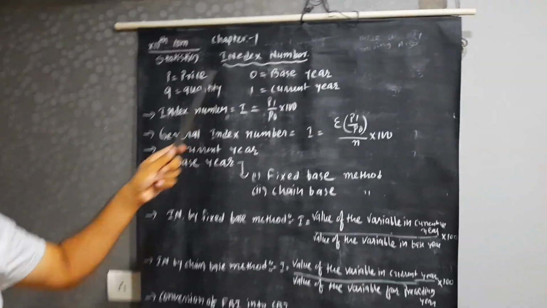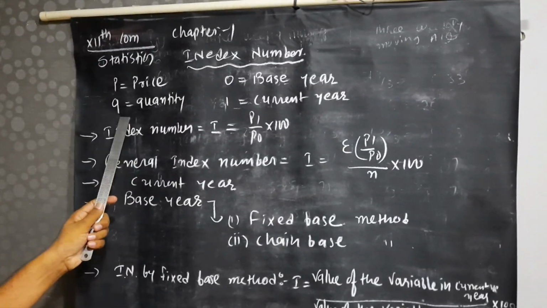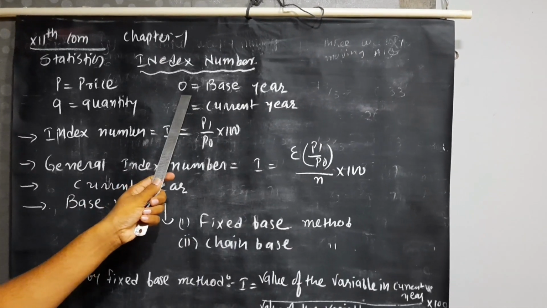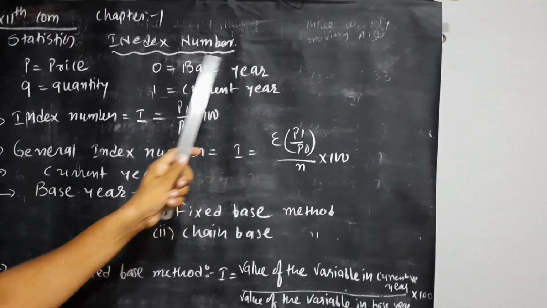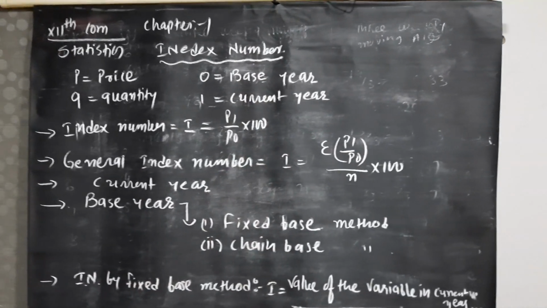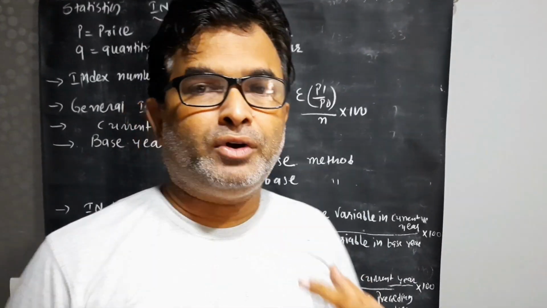The key terms which we are going to use in this chapter are: P means price, Q means quantity. Zero is used to mention the base year, and 1 is used to mention the current year. Now, without going into the intricacy of the theory, let's start the formulae.